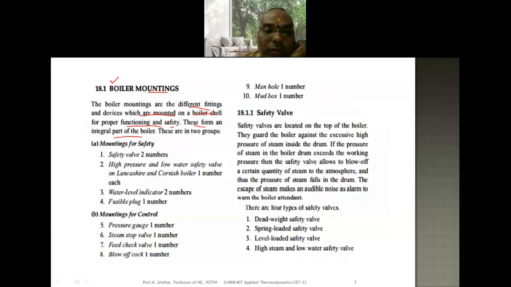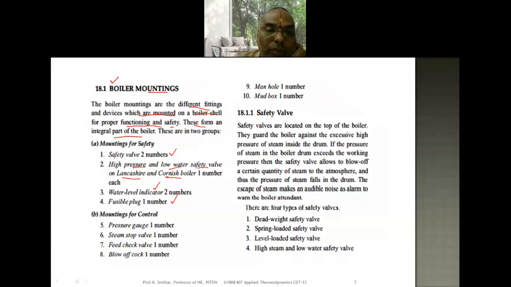So what are the various boiler mountings we have? Here we have the safety valves. The second one is the high pressure and low water safety valve. This is there on the Lancashire boiler as well as on the Cornish boiler. And two water level indicators. Next is the fusible plug, because in competitive examinations they will give you a question like this: a fusible plug is an example of A, boiler mounting, B, accessories, C, both, D, none of these. That's why you should know the various examples of boiler mountings and similarly of boiler accessories.